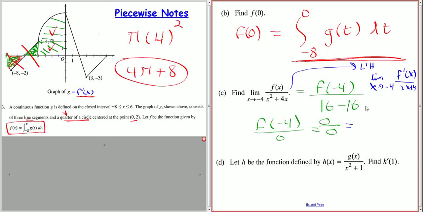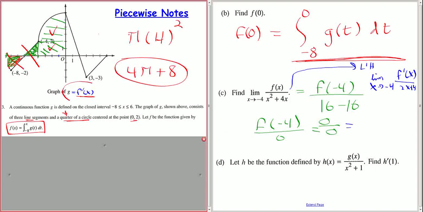It's still going to be a limit problem, so you'll notice I'm writing the limit here, but now we're taking the derivative of the top and the derivative of the bottom. Don't forget that you have to have a 0 over 0 or an infinity over infinity to use L'Hopital's rule. But now that it's the end of the year, you could really use L'Hopital's a lot. You can sneak it in there quite a bit. So that's a good thing.